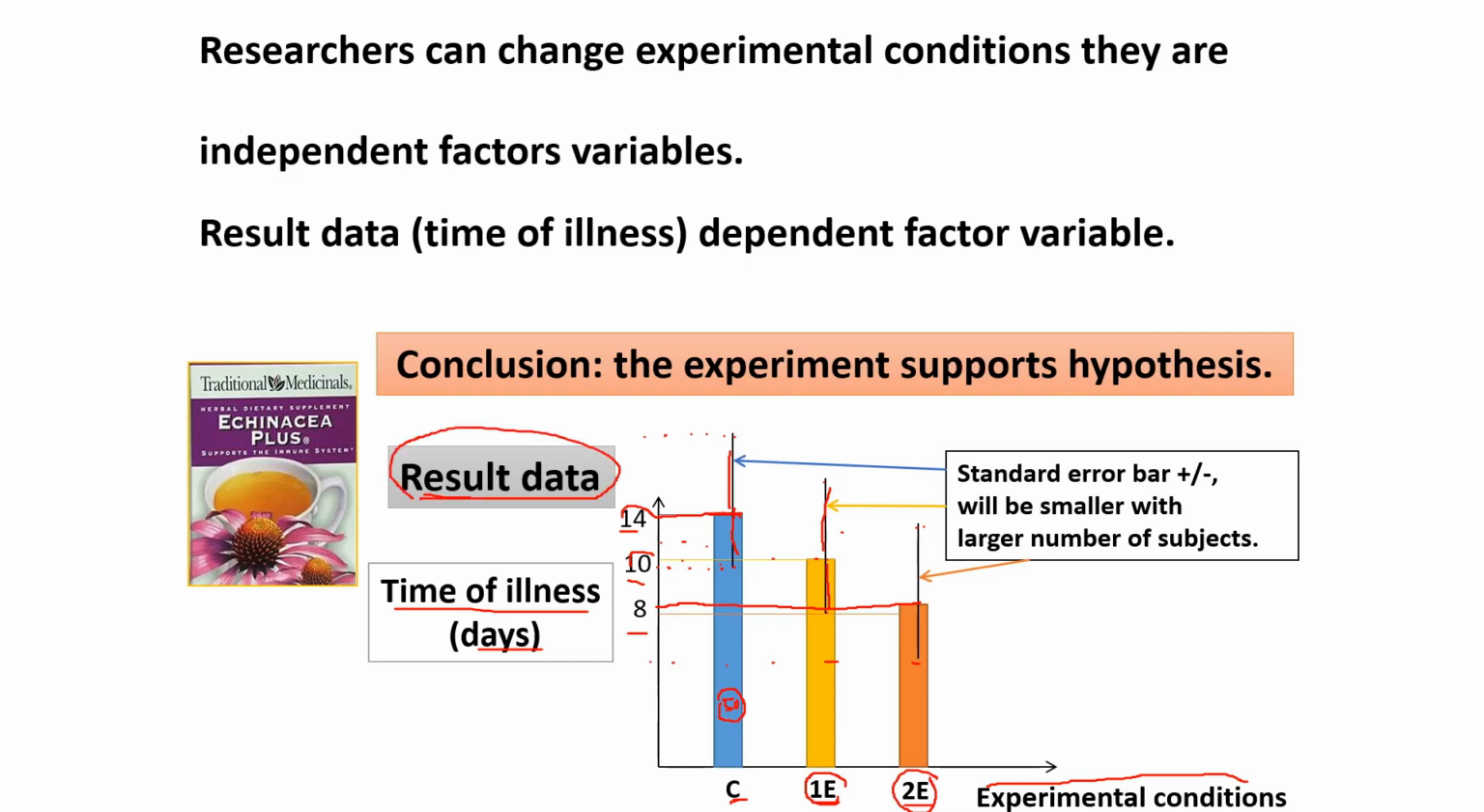Now, what conclusion can we draw? The experiment supports the hypothesis, because our hypothesis was that Echinacea will reduce the time of symptoms, the time a person is sick, and this is what we can see. The more tea they drink, like in this group, 3 times a day, versus once a day, the less time on average they were sick.